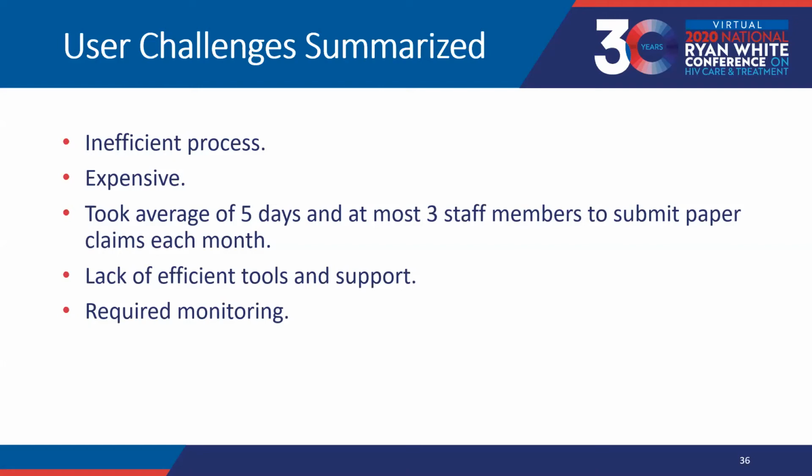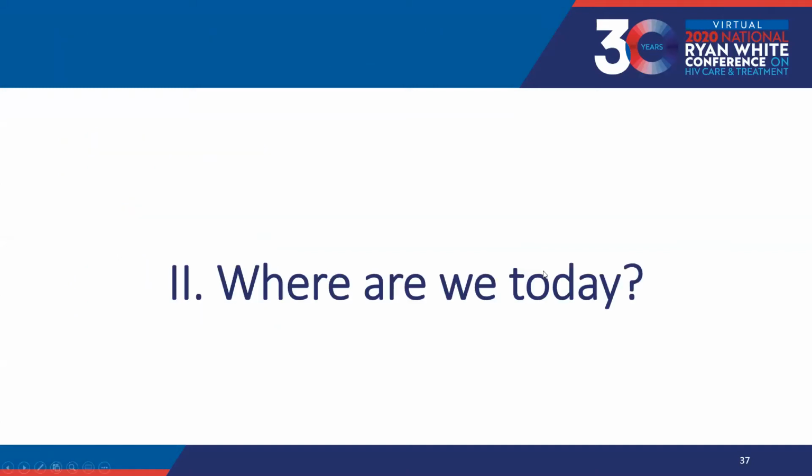We summarized the user challenges that they reported back to us as this was an inefficient process. It was expensive. It took an average of 5 days and at most 3 staff members to submit these paper claims each month. There were not really efficient tools and support available to them, and it required monitoring and fixes. And in terms of where we are today, I think we're going to turn this over to Onelia.